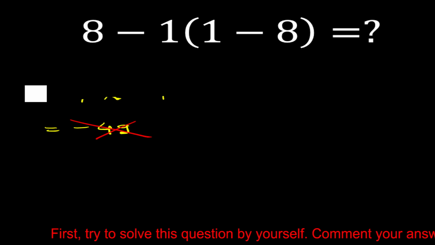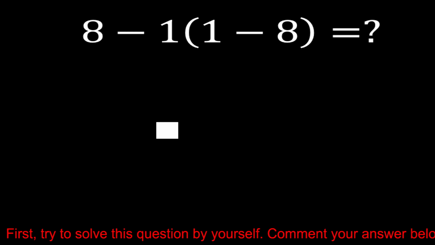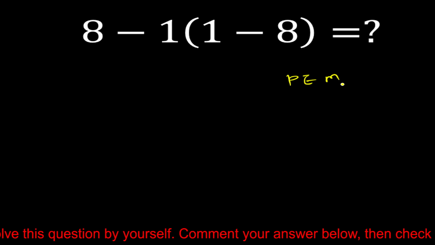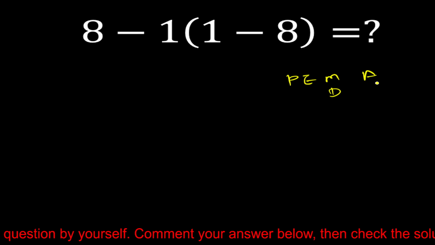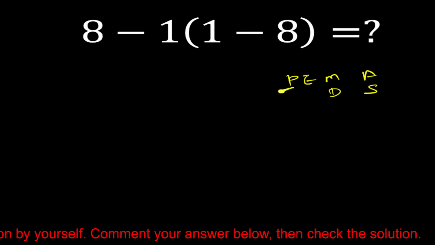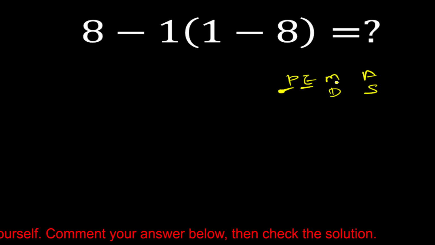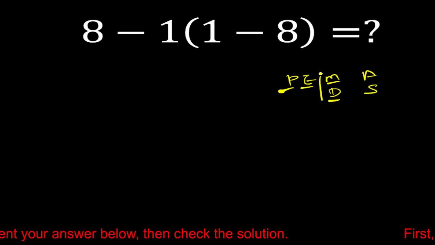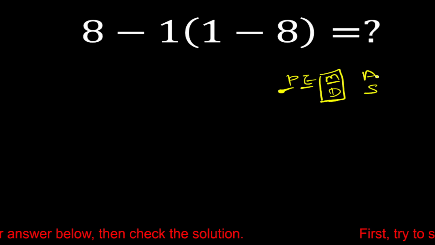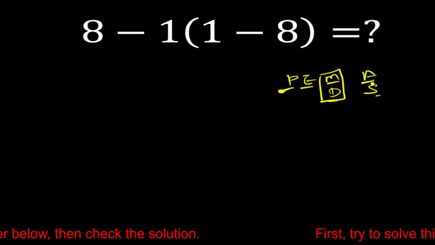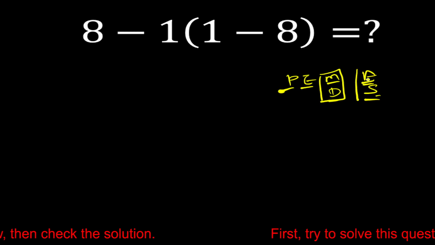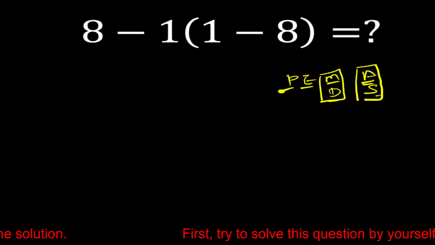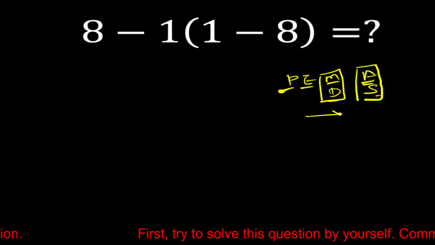Okay. So PEMDAS. P means parenthesis, E means exponent, M means multiplication, D means division. But multiplication and division both have equal priority. A means addition, S means subtraction. Okay. Addition and subtraction also have equal priority. Therefore, we have to solve it from left to right. Okay.